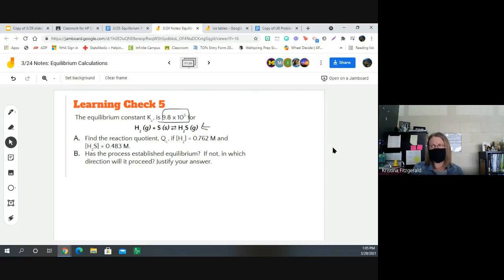The first thing I always want to check, though, is: is that reaction balanced? Sometimes they are, sometimes they're not. So what do we think?